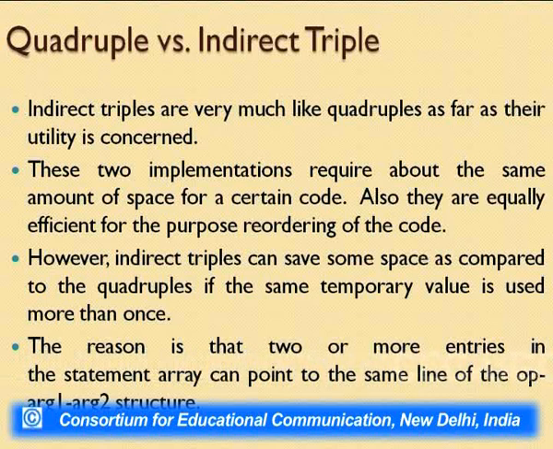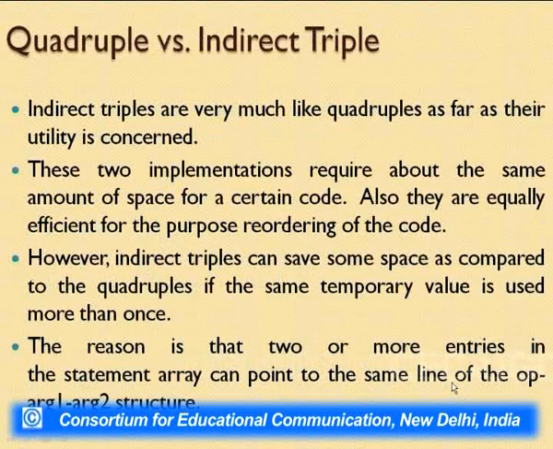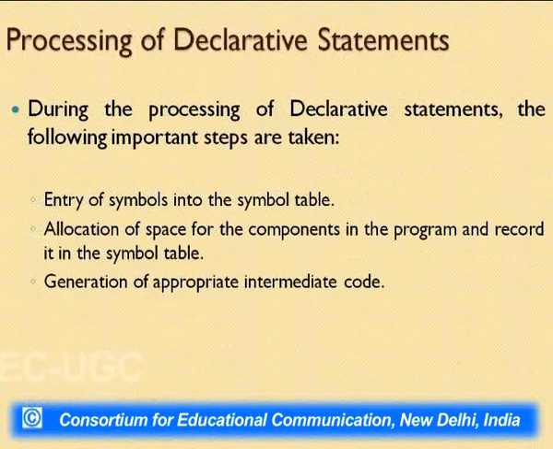However, the indirect triple can save some space. This is the major point actually. We can save some space as compared to the quadruples if the same temporary variable is used more than once. The reason is that 2 or more entries in the statement array can point to the same line in the op, argument 1, argument 2 structure. So this is where indirect triple actually does the trick. By taking a similar amount of space as taken by quadruple, it slightly overtakes it by doing it better in this way.